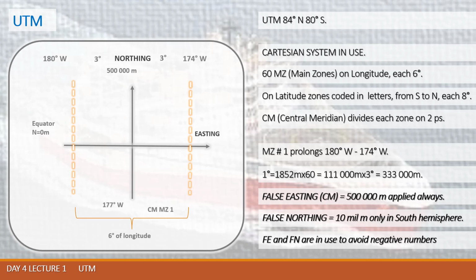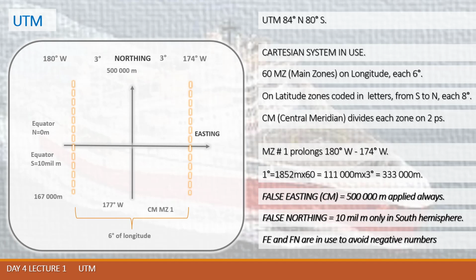When we are working in the South hemisphere, we remember that the equator will not be equal to 0, and the value for the equator will be 10 million meters. This is where the false northing, the artificial offset, is applied. As I said before, it is applied only for the South hemisphere.